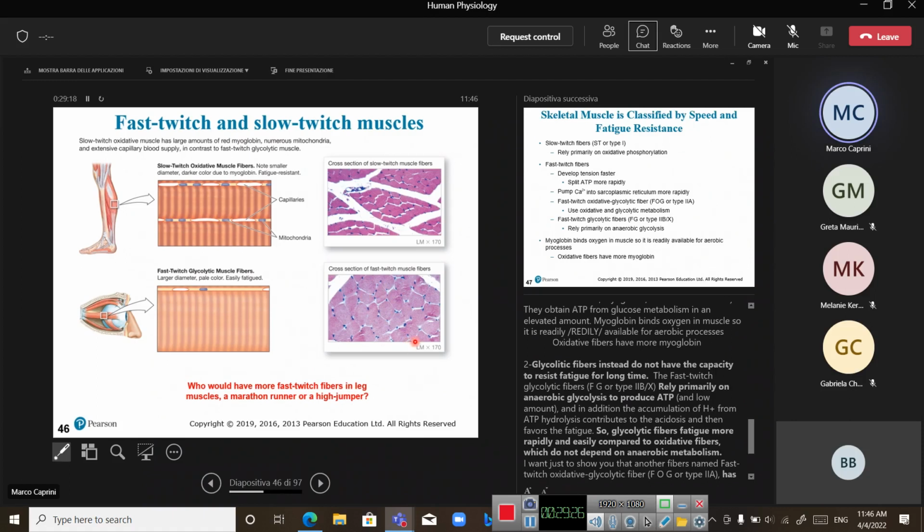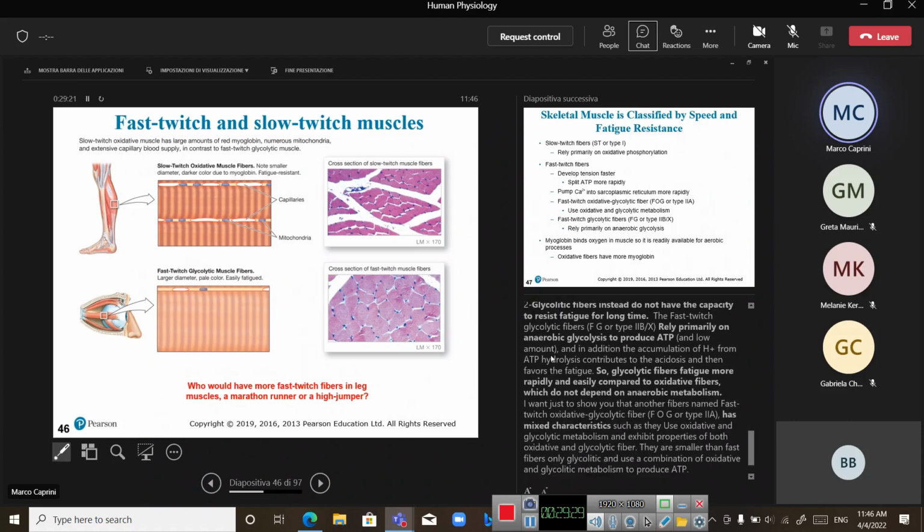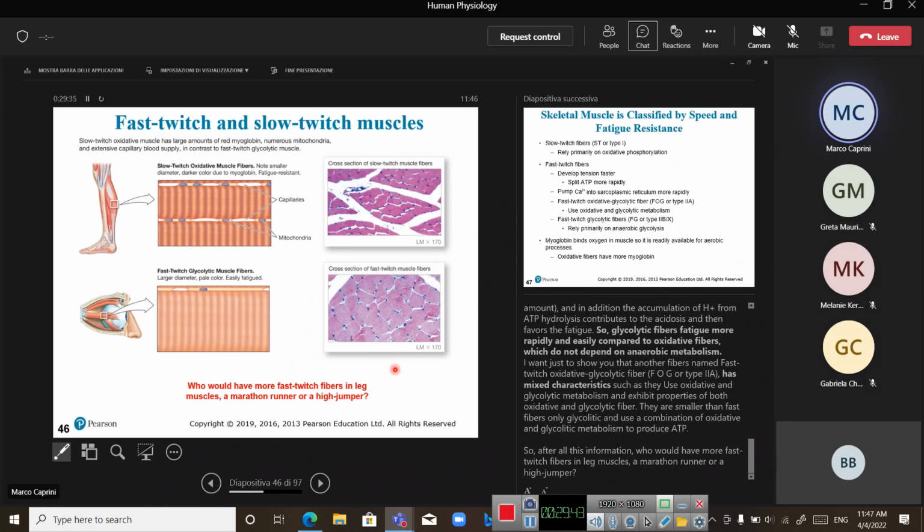But obviously, when we need to do an exercise with a strong power, we use this kind of muscle here, the fast twitch glycolytic muscle fibers. So, after all of this information, who will have more fast twitch fiber in leg muscles? A marathon runner or a high jumper?